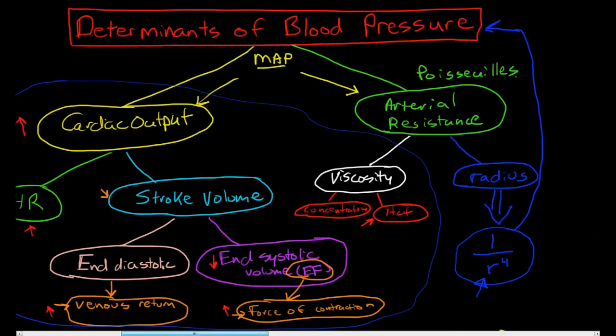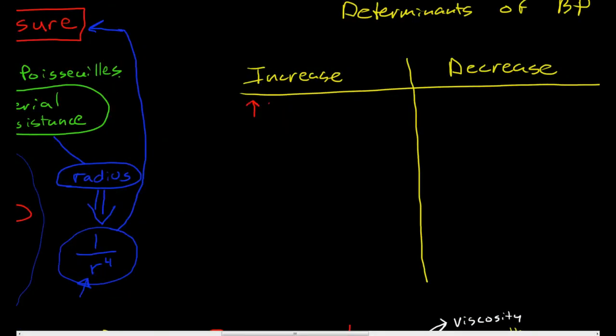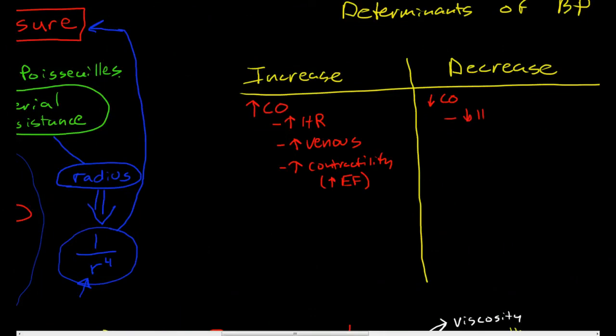So under cardiac output, we can increase heart rate, we can increase venous return, or we can increase contractility, or in other words, increase the ejection fraction. And then this would be exactly the opposite: decrease cardiac output, decrease heart rate, decrease venous return, decrease contractility.